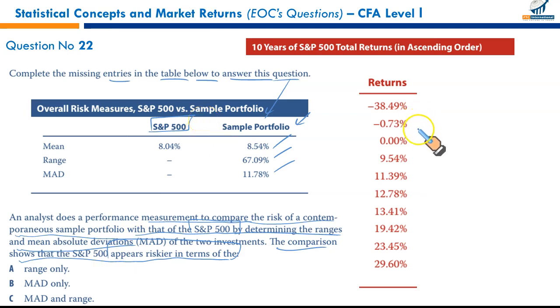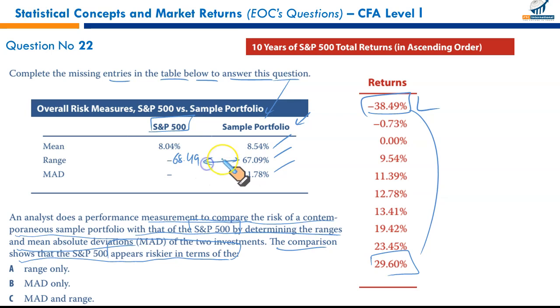For range, the data has already been arranged in ascending order. This is the lowest value. This is the highest value. The difference between the lowest and the highest value will give you the range. Straightforward, 29.6 plus 38.49 gives you 68.09. This is the range.